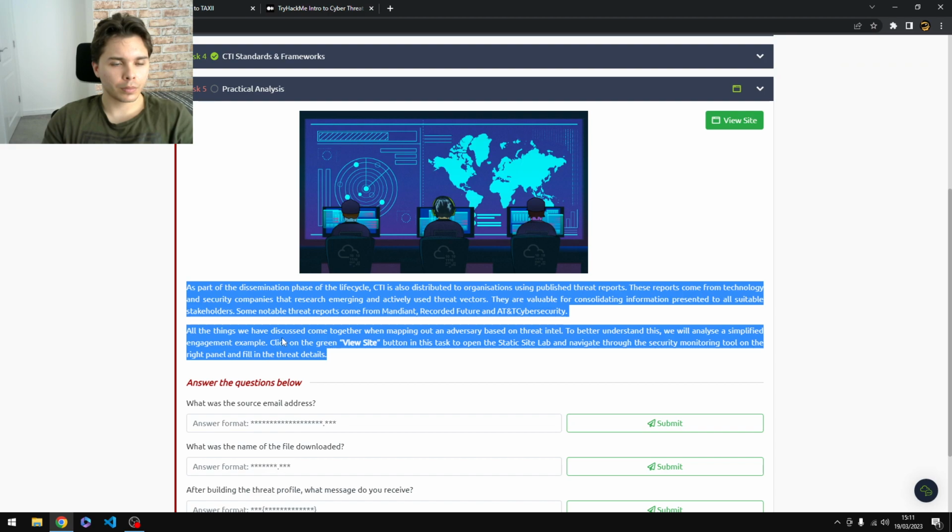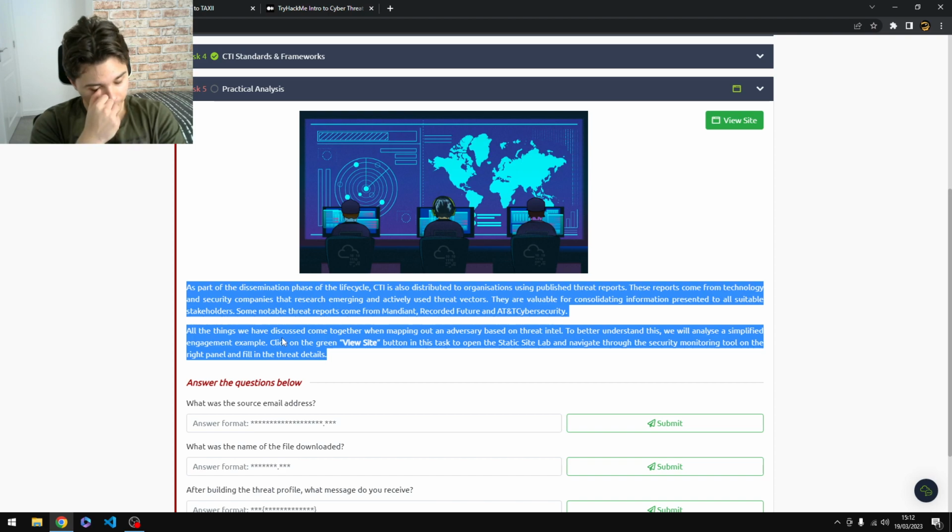As part of the dissemination phase of the life cycle, CTI is also distributed to organizations using published threat reports. These reports come from technology and security companies that research emerging and actively used threat vectors. They are valuable for consolidating information presented to all suitable stakeholders. Some notable threat reports come from Mandiant, Recorded Future and AT&T Cybersecurity.